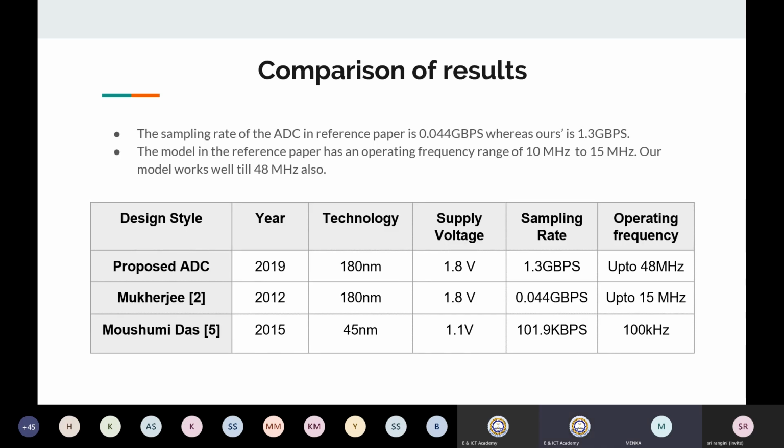Okay, sir, slide number 19, comparison of results. Slide number 19, comparison of results. Everybody, you can see slide number 19, comparison of results.